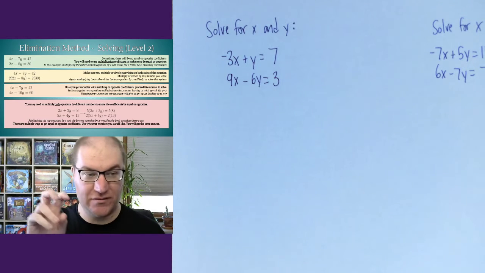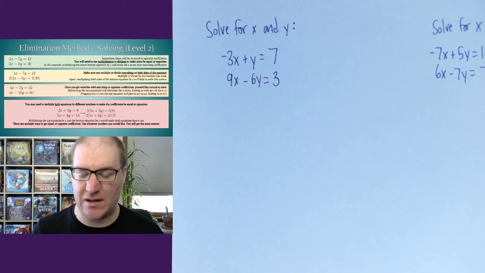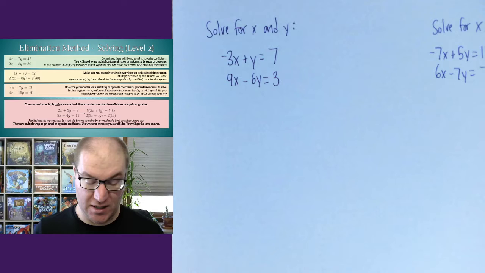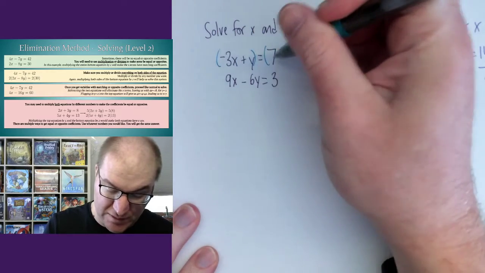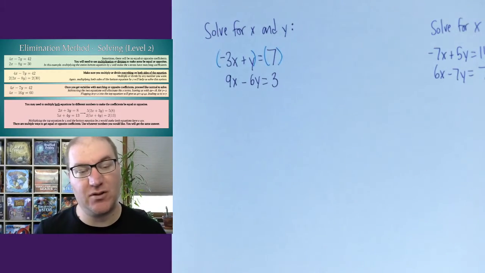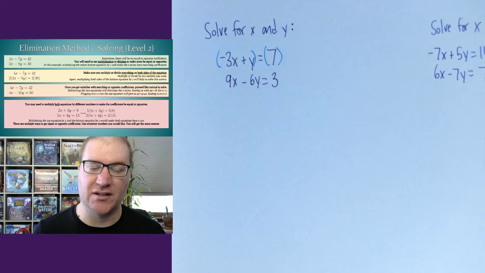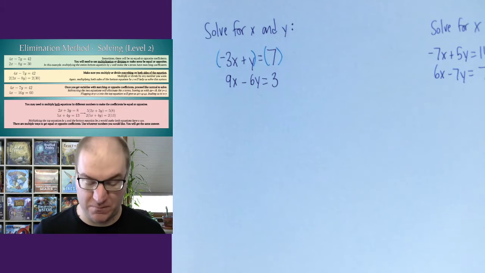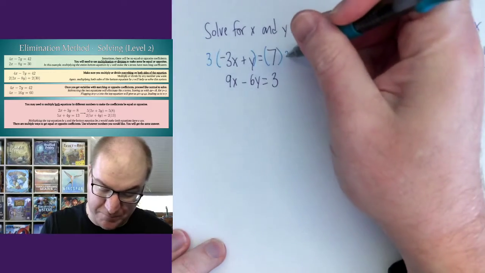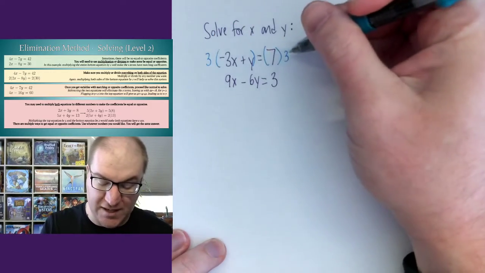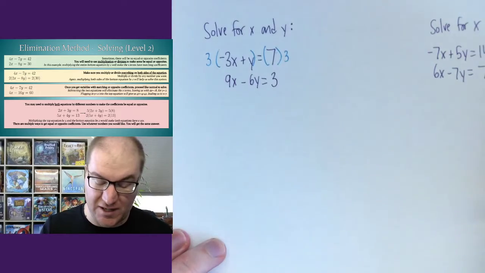So what makes these level 2 questions is that there's an extra step at the beginning. So I'm going to decide to get rid of the x's. But right now, they don't have matching or opposite coefficients. So what we're allowed to do is multiply everything in that top equation by whatever number we want to make it so that they would have a matching coefficient or an opposite coefficient. So if this one's a 9x, I want to multiply this one by a 3. Make sure you do it to both sides, right? Whatever you do to one side, you have to do the other side.